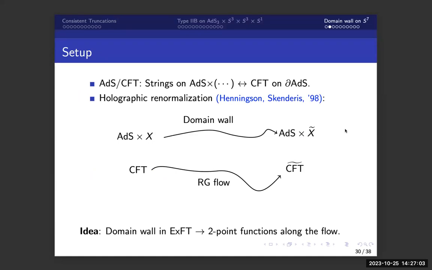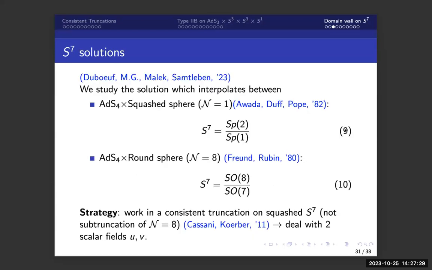So the context is this holographic renormalization. The holographic renormalization relates a domain wall solution which interpolates between different AdS vacua to an RG flow between the dual CFTs. And so the goal is to use supergravity methods to learn something about the RG flow. In particular, to compute two-point functions along the RG flow.